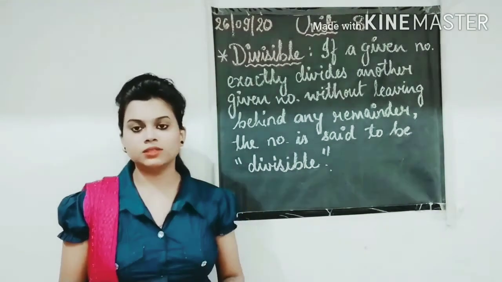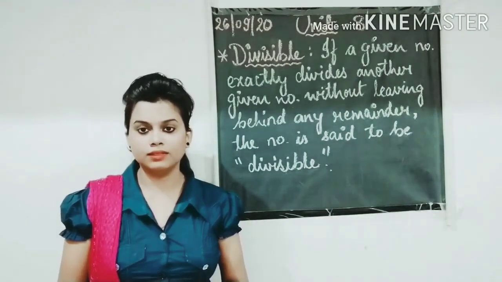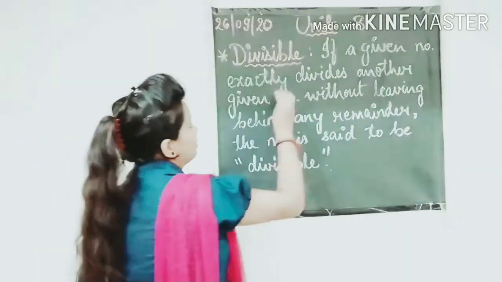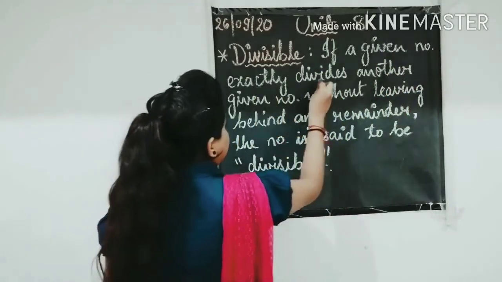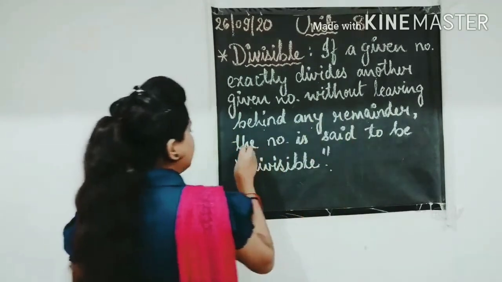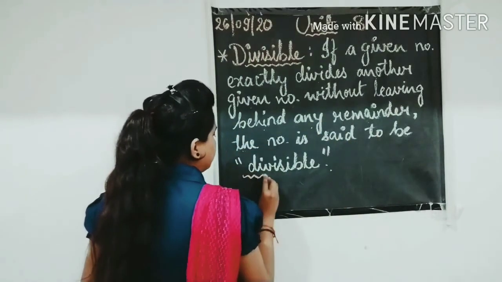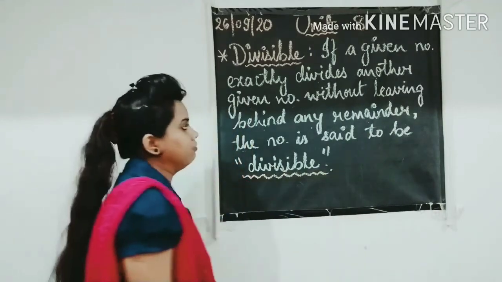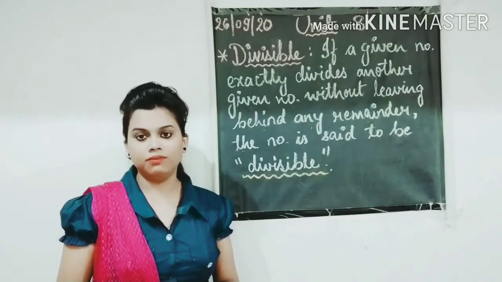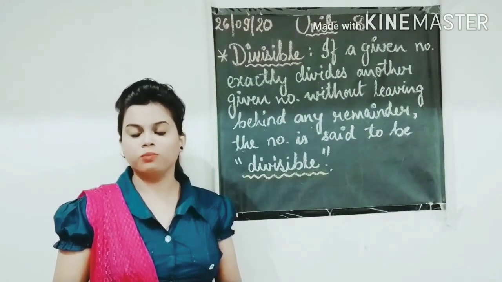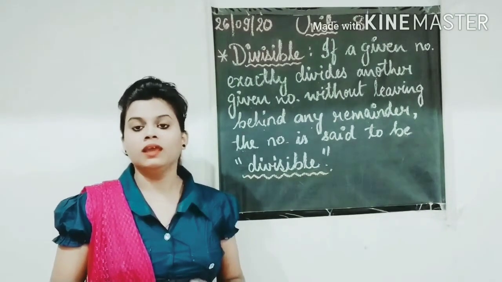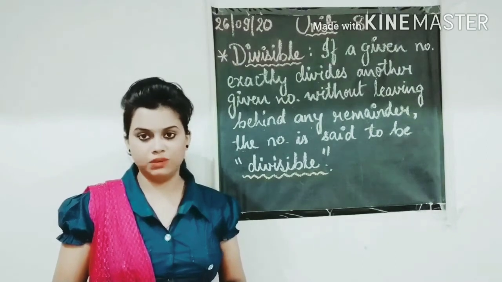Before we start this unit, the first thing we have to understand is what is divisible. See here. If a given number exactly divides another given number without leaving behind any remainder, then the number is said to be divisible. And the method of finding divisibility is known as test of divisibility.